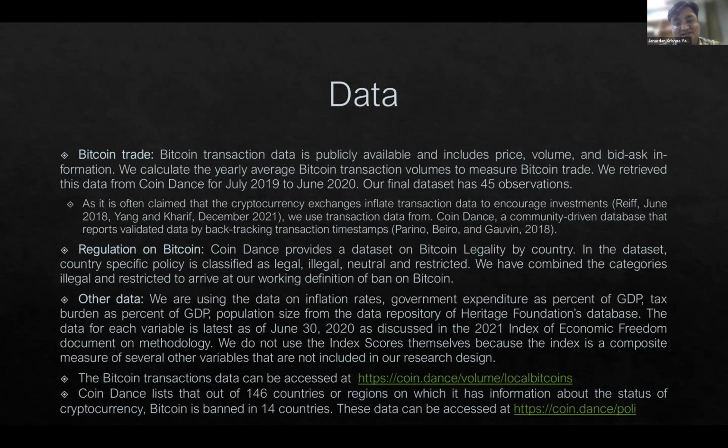If you understand blockchain technology, it is verified by the nodes who are the actual owners of any piece of information, say Bitcoins. So we used data; these are the links which you can access for the volume of trade which has happened. Another important thing about CoinDance is that it has data from 146 countries or different regions. It also indicates the status of cryptocurrency, and it clearly says which are banned. So it is a good data source for Bitcoin trading data. We picked our data from there.